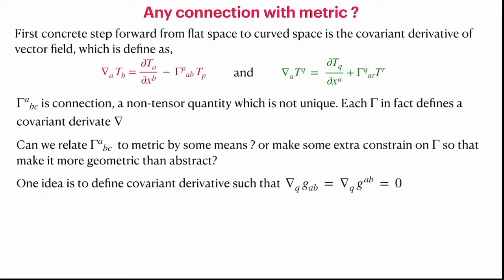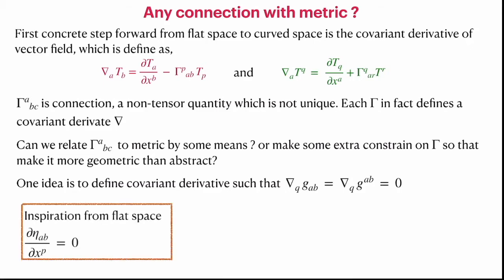One idea is that once you define your covariant differentiation, whether we can take the covariant derivative such that our metric tensor remains constant with respect to that covariant derivative. That is, the covariant derivative acting on the metric tensor, either covariant component or contravariant component, should be equal to 0. That means the metric is constant with respect to our new differential operator.